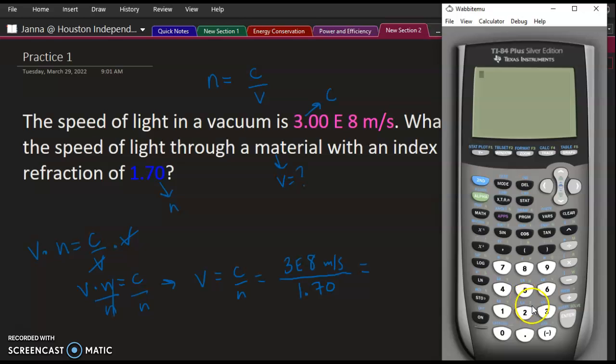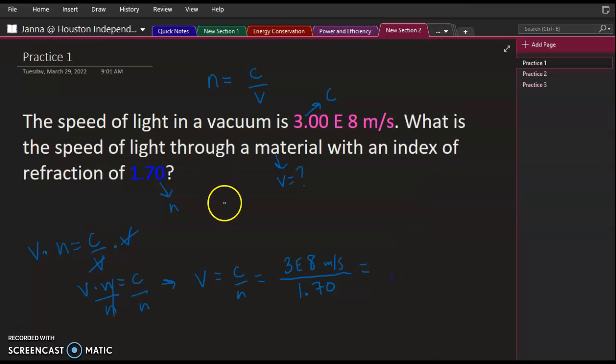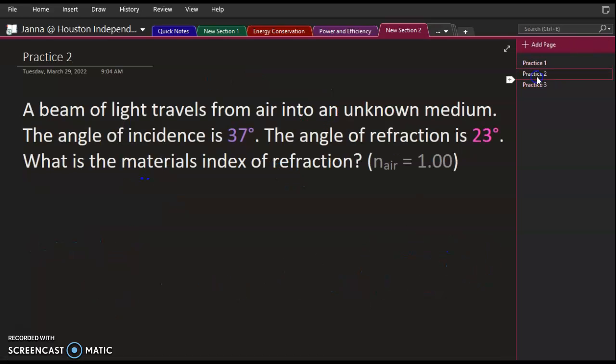Plugging this into the calculator, 3 second, comma, 8 divided by 1.7, and we get 1.76 E8, or 1.76 times 10 to the 8 meters per second. So the speed of light slows down through this medium.